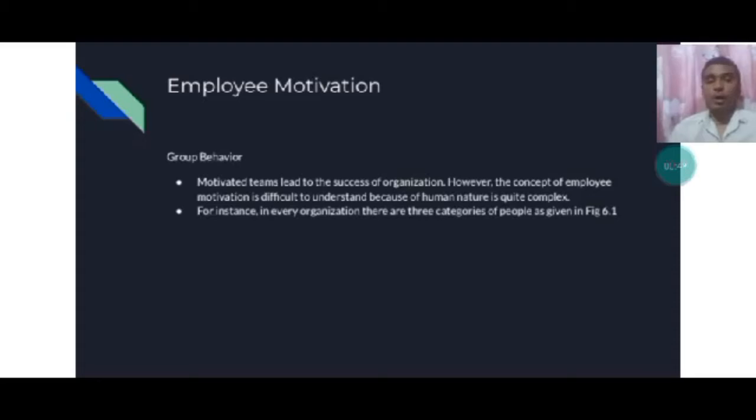Employee motivation, group behavior. A motivated team leads to the success of the organization. However, the concept of employee motivation is difficult to understand because human nature is quite complex. For instance, in every organization, there are three categories of people as given in figure 6.1.